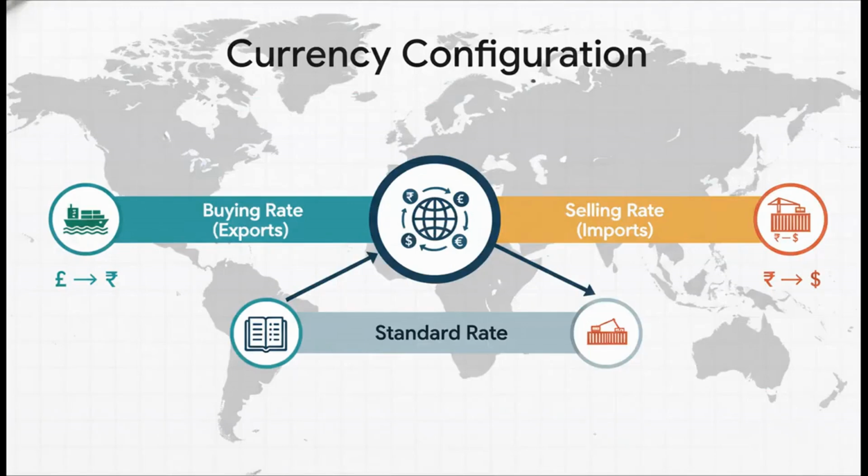Okay, now this is a big one. This is where a lot of businesses trip up. You might think, hey, I'll just use one daily exchange rate for everything. Nope, that is a major mistake. Your system actually needs 3 different rates. You need a standard rate for your reports, a selling rate for when you're buying foreign currency to pay for imports, and a buying rate for when you're selling the foreign currency you get from exports. I promise you, mixing these up will seriously mess with your numbers.